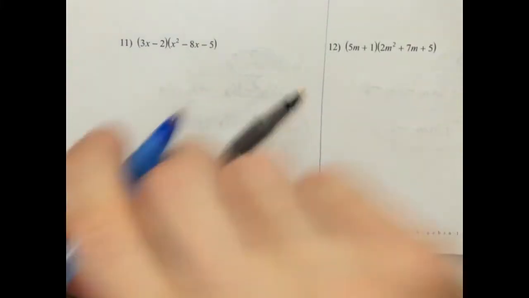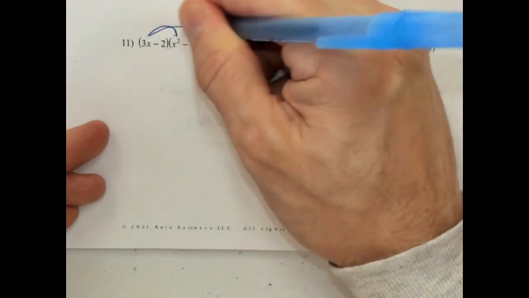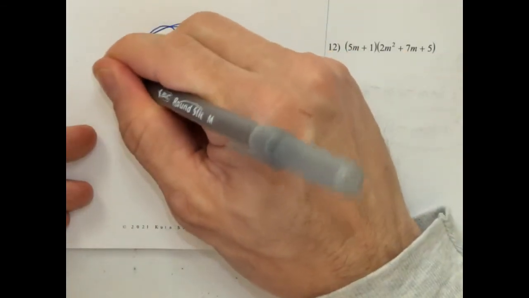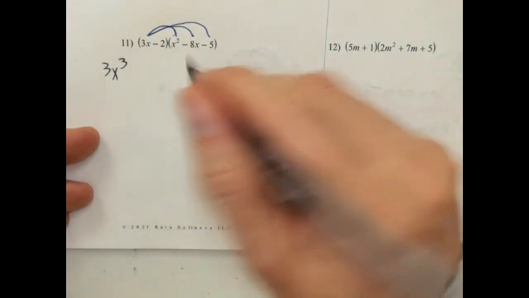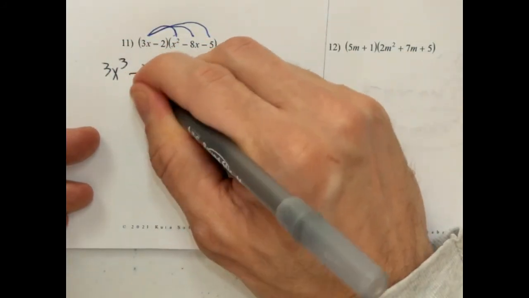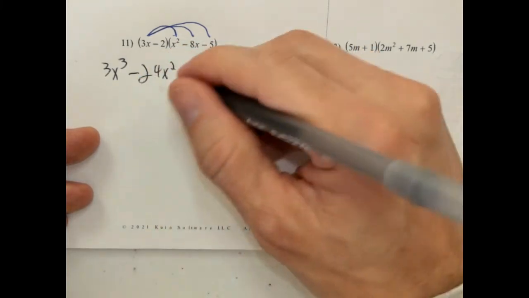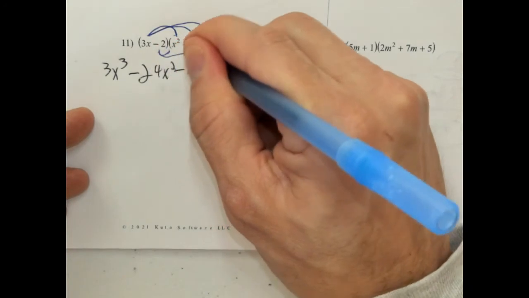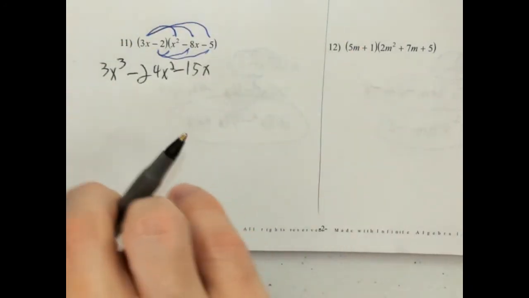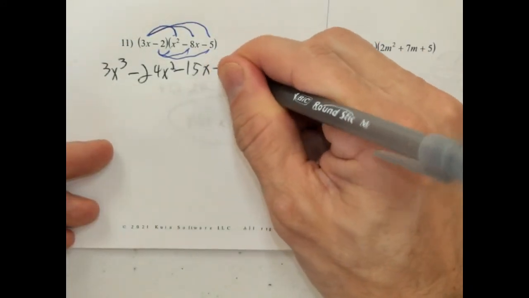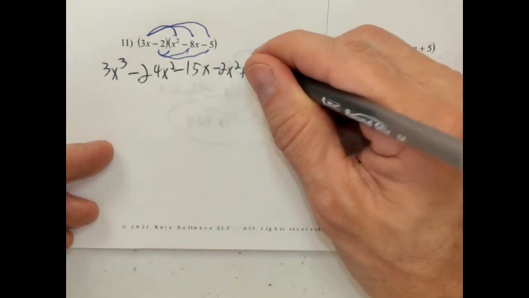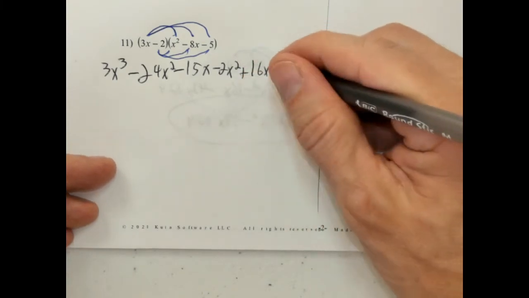All right, last two. Here we go. So distribute the 3x. 3x times x squared is going to be 3x cubed. 3x times negative 8x is negative 24x squared. 3x times negative 5 is negative 15x. All right, distribute the negative 2. Negative 2 times x squared will be negative 2x squared. Negative 2 times negative 8x will be positive 16x. Negative 2 times negative 5 is plus 10.